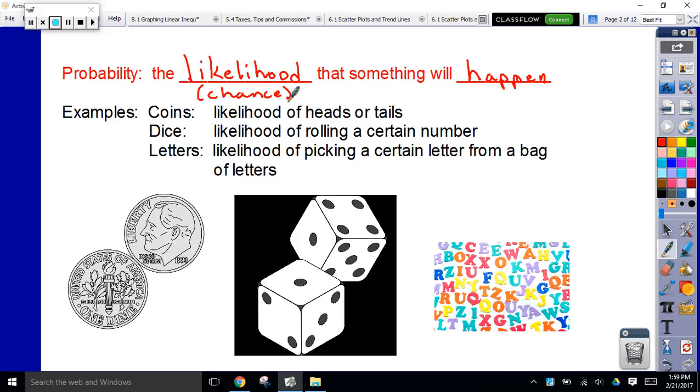So for example, if we have some coins, we might want to know, what's the chance that I'm going to roll a head or tail? For a dice, what's the chance that I'm going to roll a 6 each time I roll the dice? If I have a bunch of letters in a bag, I might want to know, what's the chance that I'm going to pick a U out of this bag of letters? Okay, those are the kinds of things we're figuring out when we do probability.